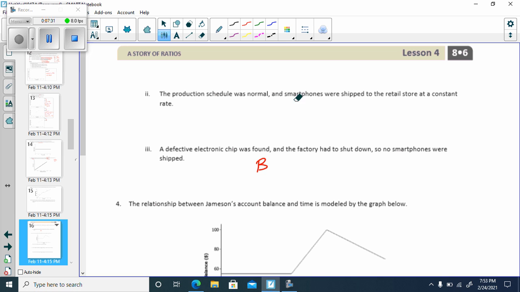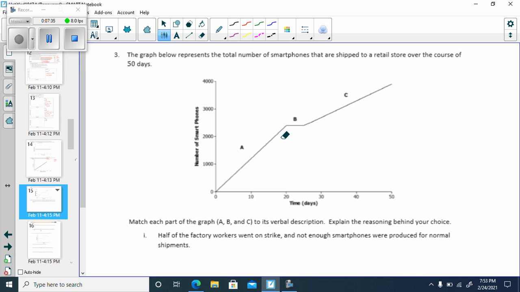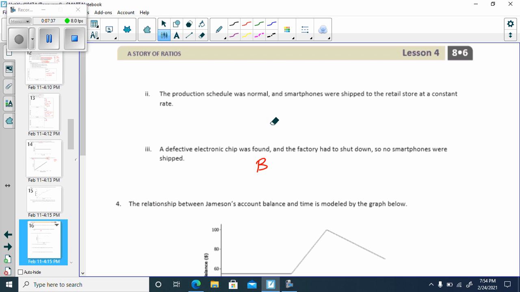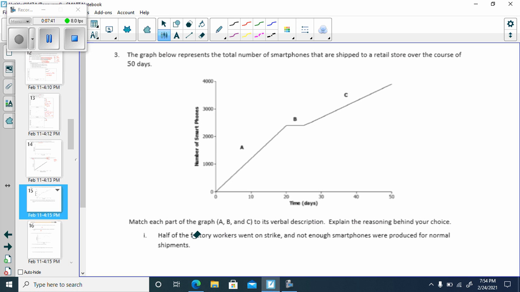This is where they're shipped at a normal rate, okay? Here would be A, normal rate. How do I know it's not C? Because it says here, half the factory workers went on strike and not enough phones were produced for normal shipments. So that would mean fewer would be shipped, right? So there's C.